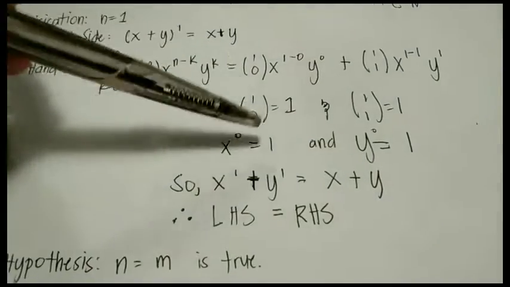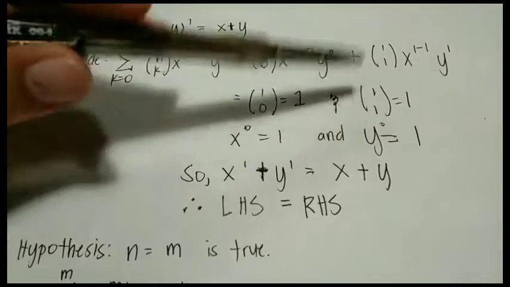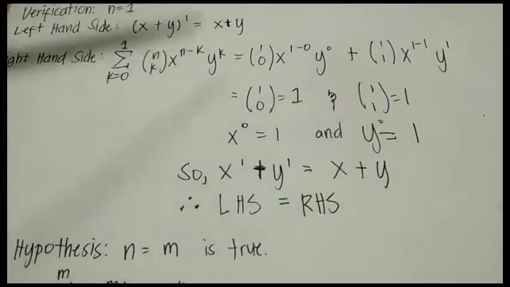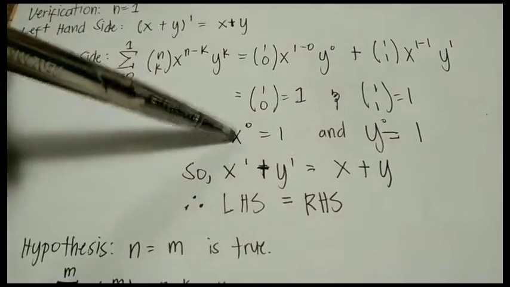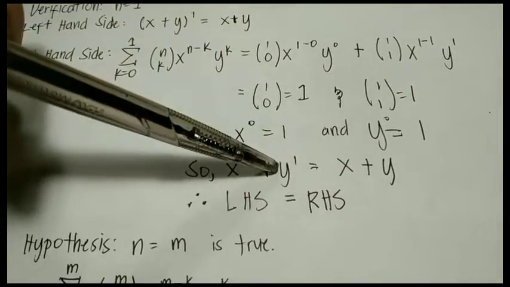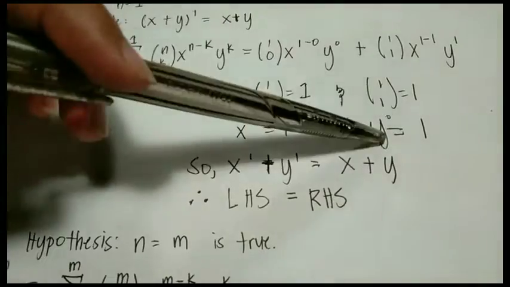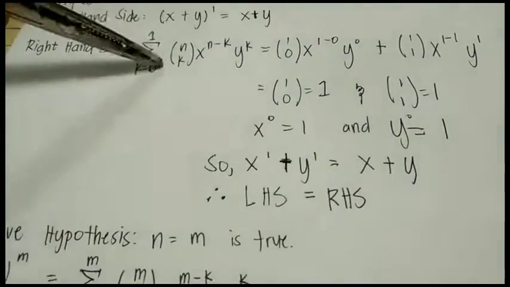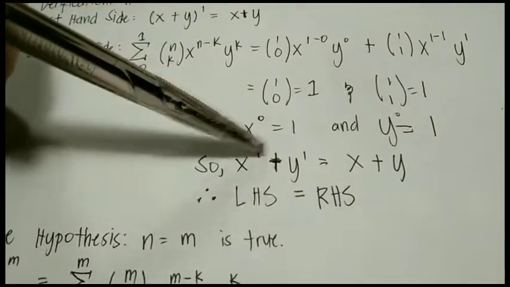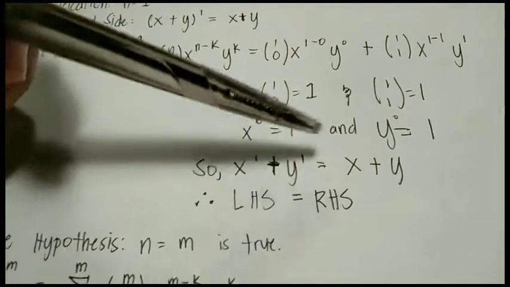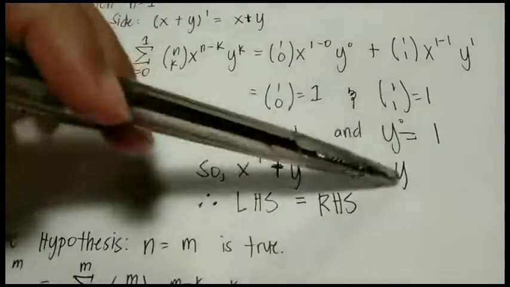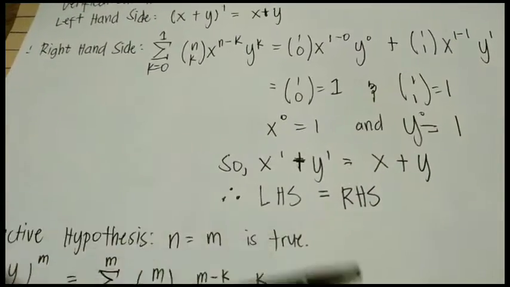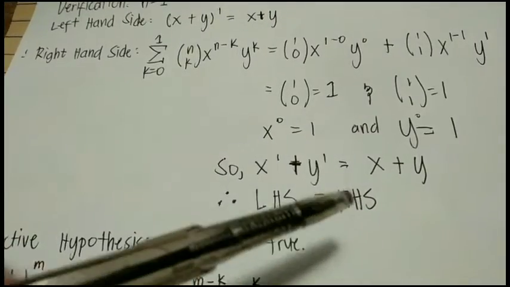So 1 taken by 0 is equal to 1 and 1 taken by 1 is equal to 1, as in Pascal's triangle. And x to the power of 0 is equal to 1 and y to the power of 0 is equal to 1. So what remains on the right hand side is x to the power of 1 plus y to the power of 1, so equals x plus y. Therefore, the left hand side is equal to the right hand side.